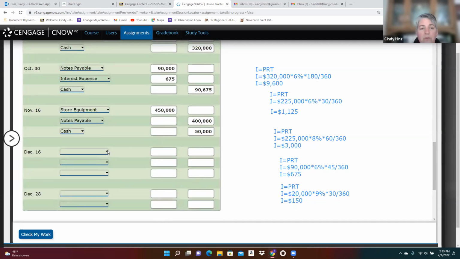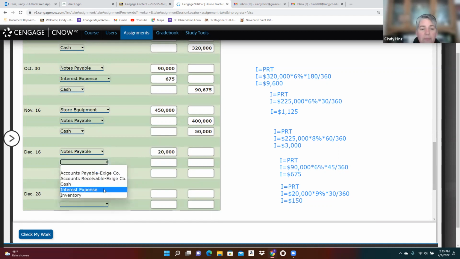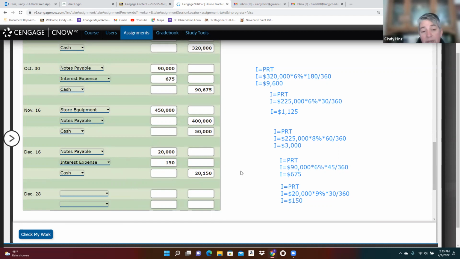So let's pay our first note here. We're going to get rid of, or debit, notes payable for $20,000. Report the interest expense of $150, and we will pay $20,150. In January, on January 15th, when this next note comes due, we'll pay $20,300. The following month, $20,450, and so on.